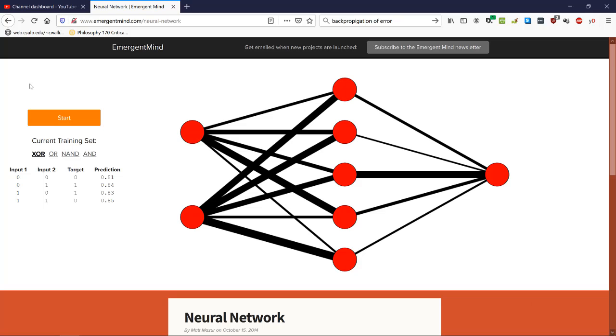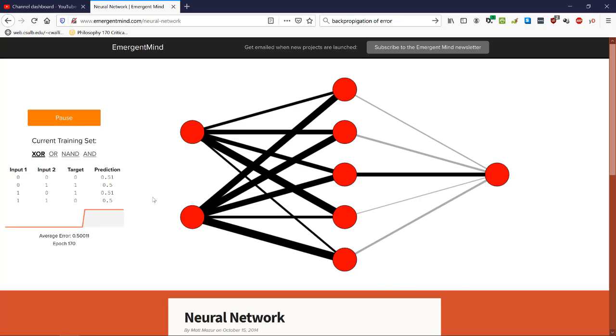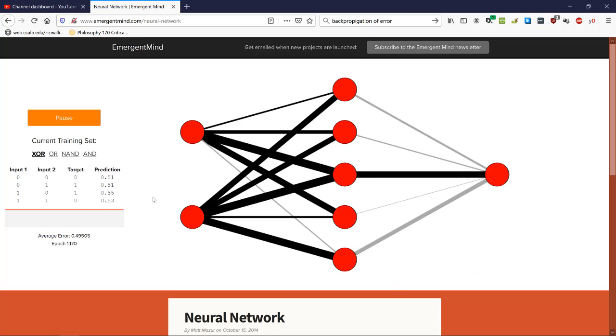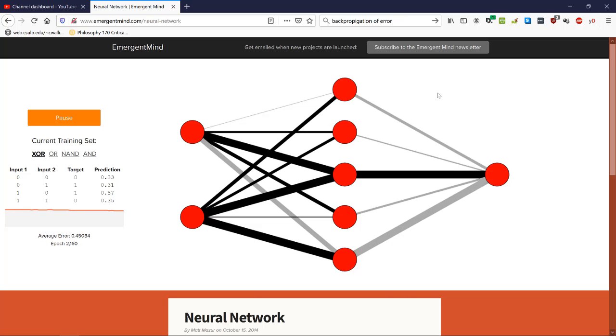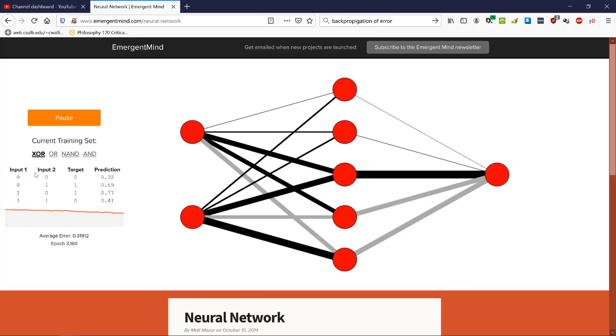Okay, I'm going to start this training right now and explain the system to you. This is a site called emergentmind.com. It's got a 3-layer feed-forward network that simulates backpropagation on a whole bunch of problems. I've got it doing XOR here. These are our hidden nodes. This is our output. These are our inputs.